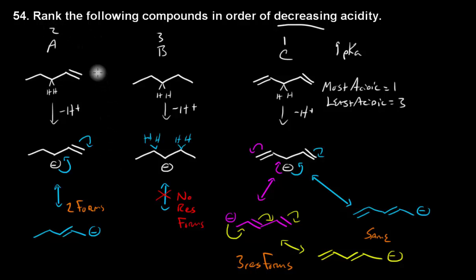Because comparing A to B, the conjugate base for B has 0 resonance forms, a really unstable negative charge, versus A. A has a way to disperse that electron density. It's going to be a bit more stable. So C is the most acidic, A is the next acidic, and B is the least acidic. And again, all going back to stability of the conjugate base, which is going to be the most stable if it has a lot of resonance forms. Okay, all right, next question.